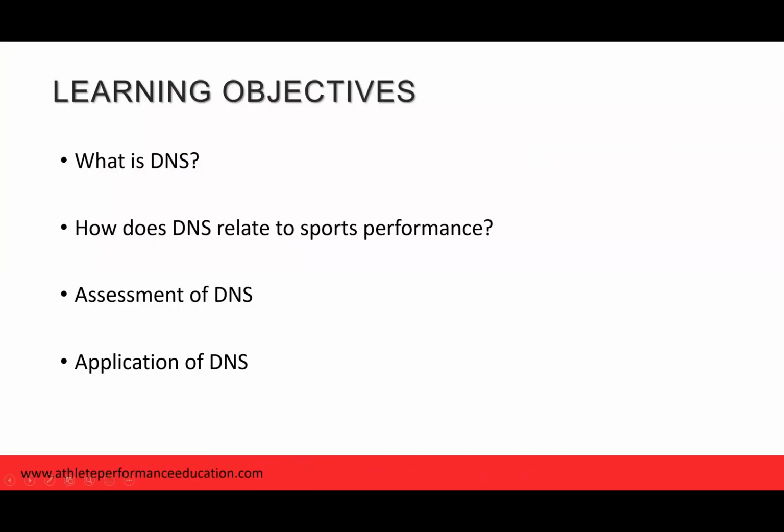So what we're going to cover off today is we're going to run through what DNS is, or dynamic neuromuscular stabilization. We're going to have a look at how it relates to sports performance and how I use it with the athletes that we work with at APE. We're going to have a look at how we go about assessing it in a really simple way, and then we're also going to go over the application it has in our training environment.